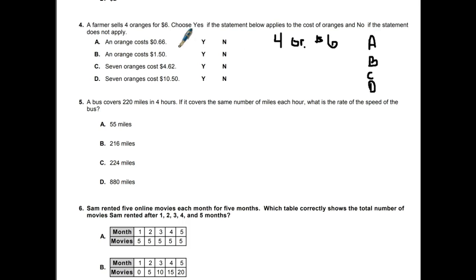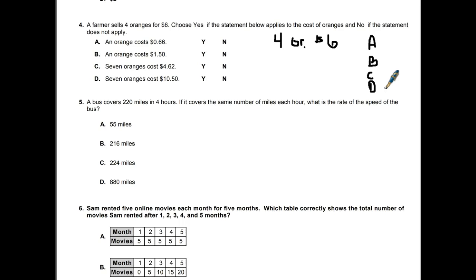So read the statement, decide if it's true. You're going to have to do some calculations. If 4 oranges are $6, you're going to have to find a unit rate to be able to answer some of these questions. So I'm going to give you 2 minutes for this one. Find the unit rate for oranges for $6. How much are you going to pay for one? And then answer either yes or no for these statements, and put either yes or no by A, B, C, D. 2 minutes, pause here, and then check back in. Ready? Go.